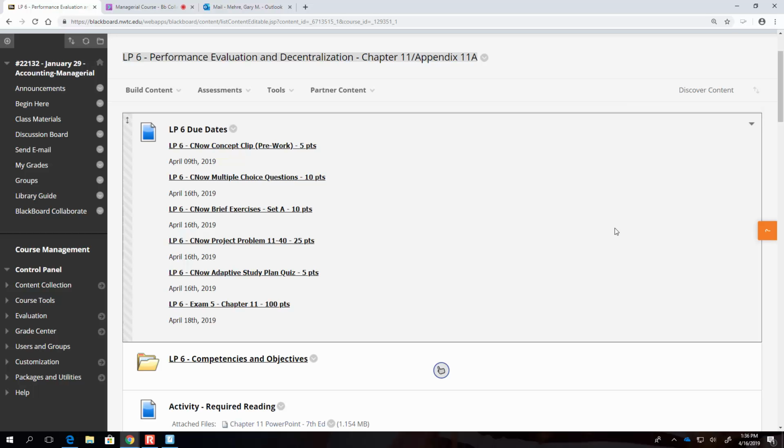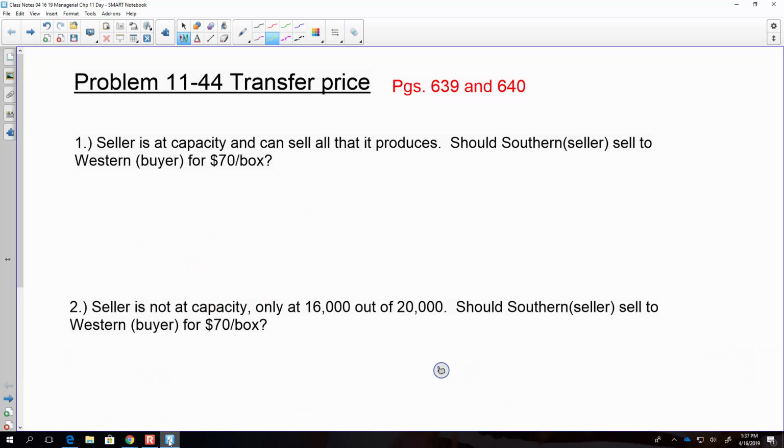Obviously next week then we start chapter 12, which is our next chapter in the book. So today it is mostly a review day. So most of the things we'll be talking about are problem related, and I want to start off where we left off last week, and that was this negotiated transfer price. So the problem I picked to review it is problem 44 on page 639.